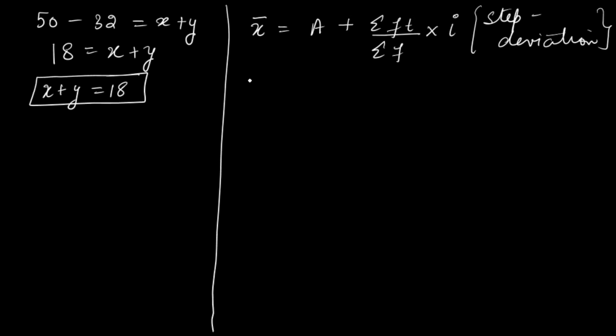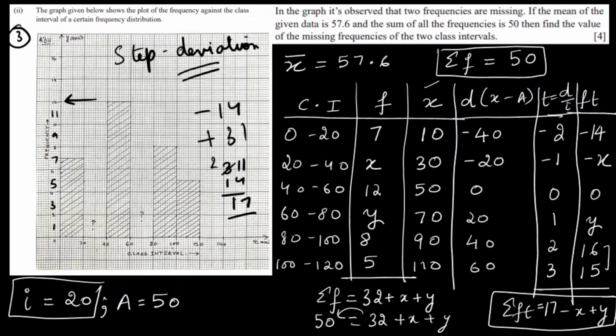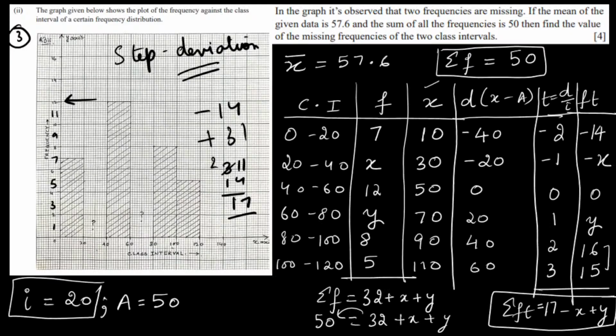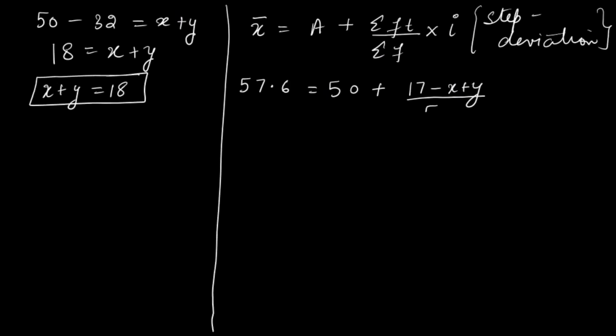So mean is 57.6. Assumed mean I just took as 50. So A's value is 50. Sigma ft we found as 17 minus x plus y. Sigma f is already given to us. Sigma f is 50. So don't write it in the form of x and y.